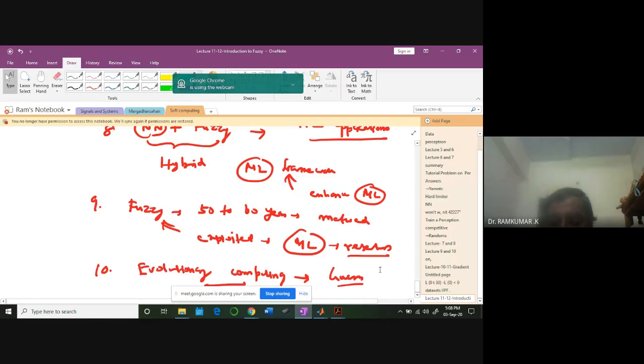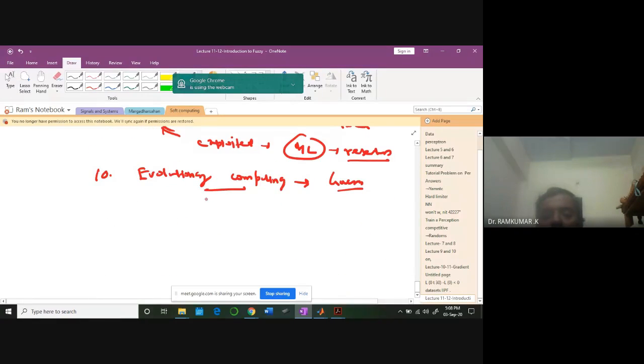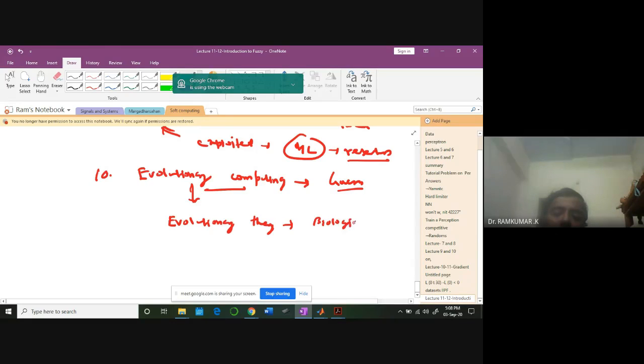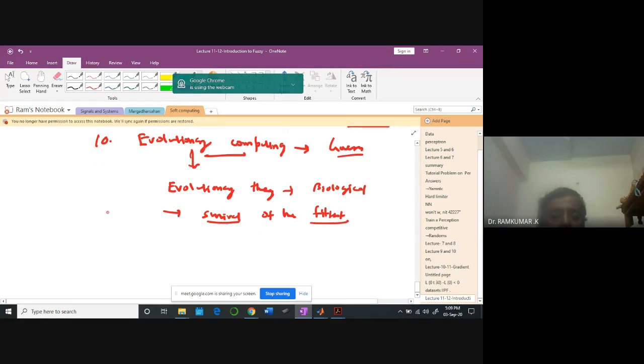So evolutionary computing, you can immediately imagine, what does evolutionary theory tell, anybody? Survival of the fittest. In biological terms, it's called survival of the fittest. The fittest is something that changes from generation to generation.